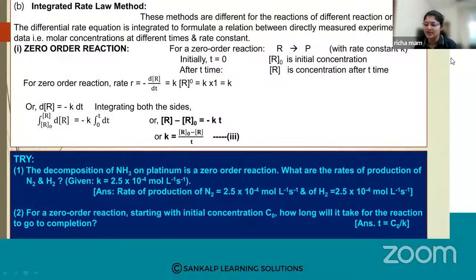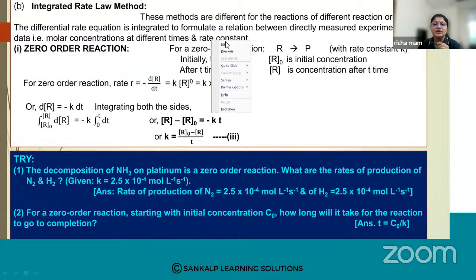So what is a zero order reaction? The reaction in which the rate of the reaction is proportional to the zero power of the concentration of reactants is called a zero order reaction. Or, a reaction in which the rate of reaction is independent of the concentration of a reactant. It is not dependent on the concentration of the reactant. Such a reaction is called a zero order reaction.